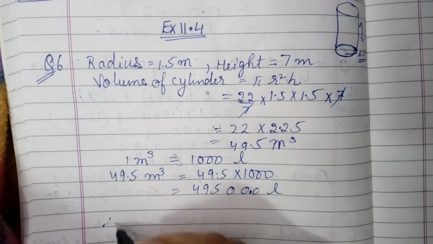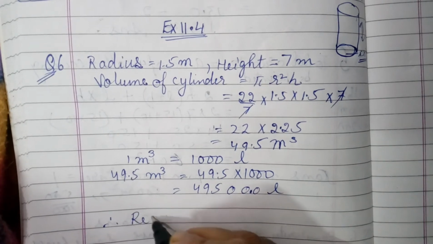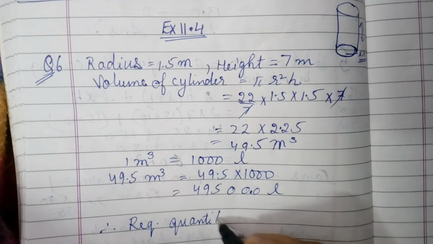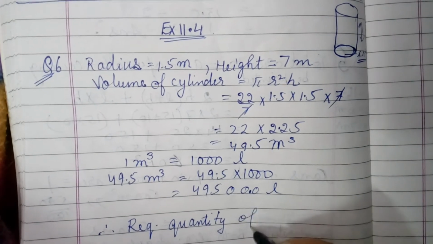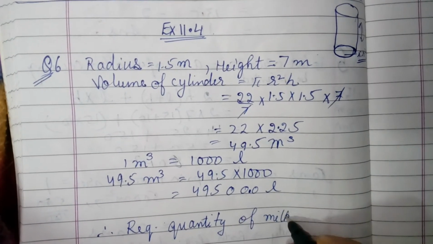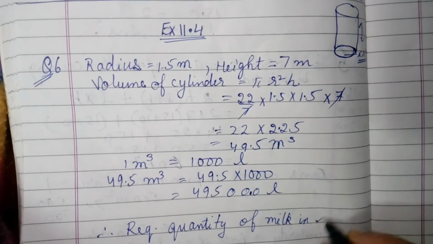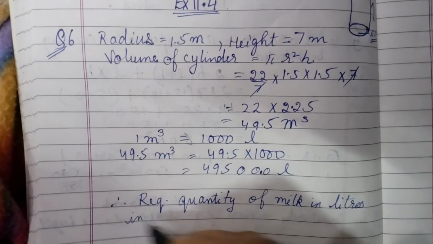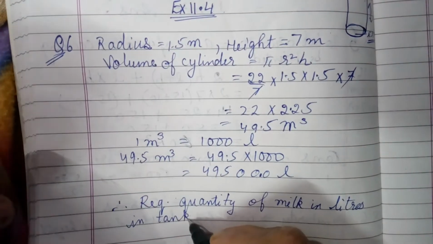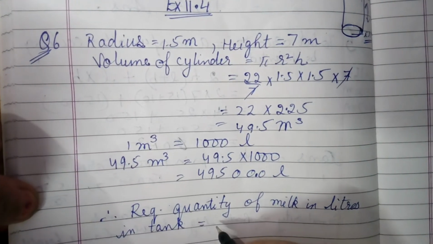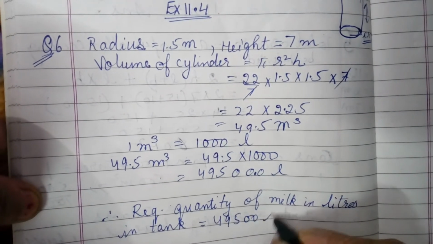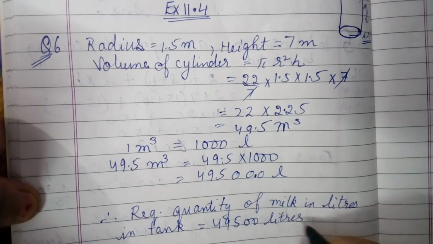Therefore, we will write required quantity, what they have asked, required quantity of milk in liters in the tank is equal to 49500 liters. Is it clear?